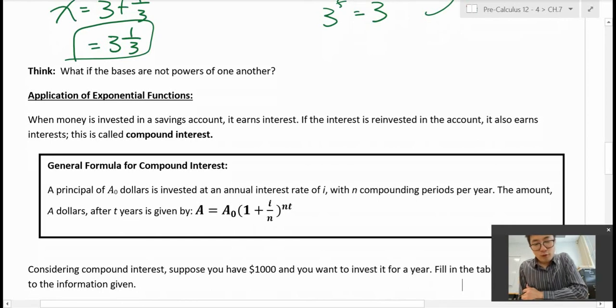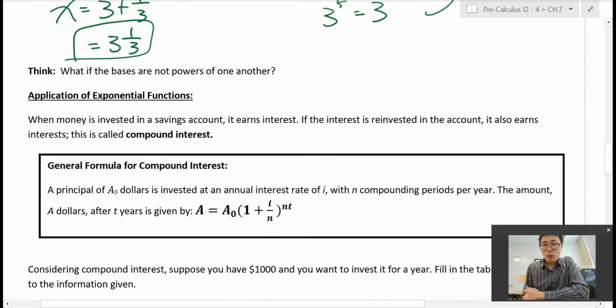Okay, so I want to move on to the next part, which is the application of exponential functions. And we see applications really in banking, right? Money, because ideally you want your money to grow exponentially, right? Not linearly, because it grows much faster.